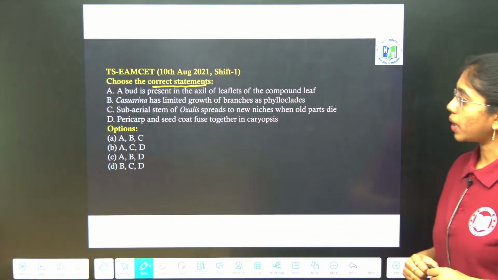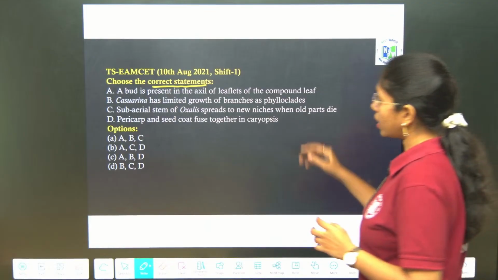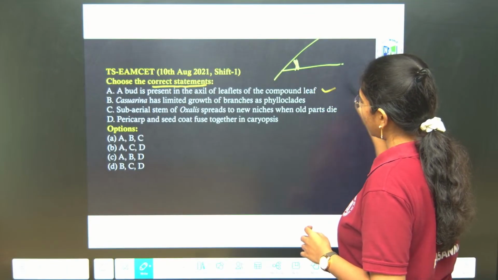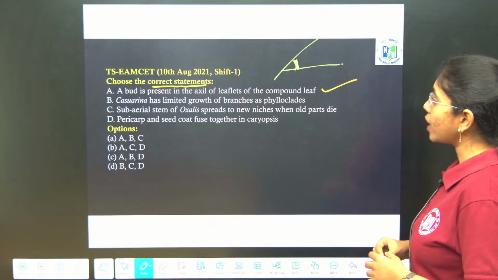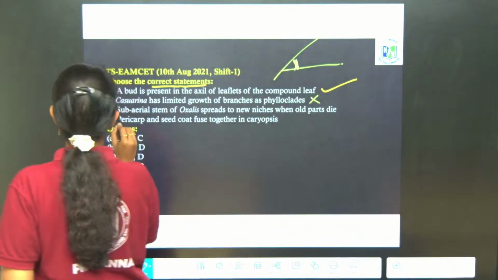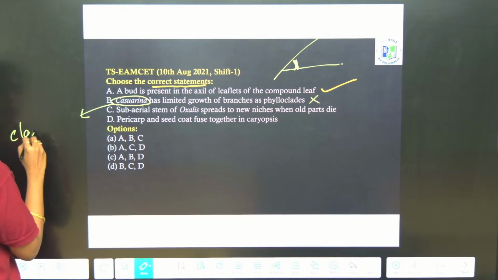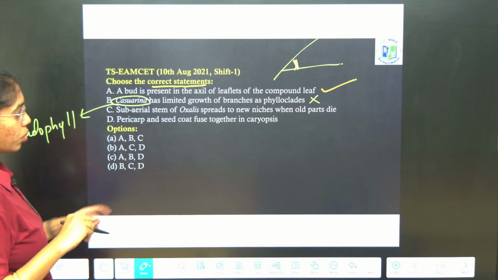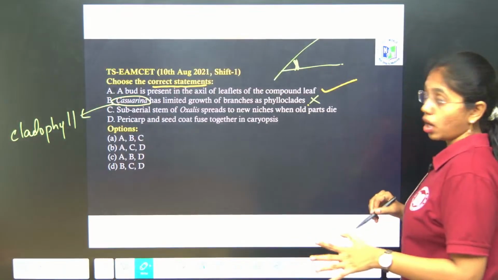Statement A, you see, beta, a bud is present in the axil of leaflets of a compound leaf. Yes. In a compound leaf, in the axil of leaflets, bud is present. Yes, statement 1 is true. Casuarina has limited growth for branches as phylloclades. No, Casuarina is for what modification? Cladophyll, not phylloclades. Casuarina is for cladophyll modification, where branches are of limited growth. In phylloclades, branches are of unlimited growth. So statement 2 is wrong.